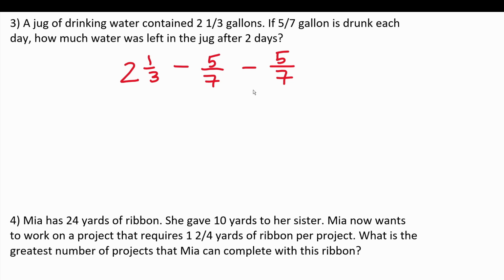Let's go ahead and convert this mixed number to an improper fraction to start. We have 2 times 3, which is 6, plus 1 is 7. So this is 7 over 3 minus 5 over 7 minus 5 over 7. And as we saw previously, when we were adding fractions, we could only do so if the denominators were the same. Well, that's the case for both the addition and subtraction of fractions. In order to add and subtract fractions, the denominators have to be the same.